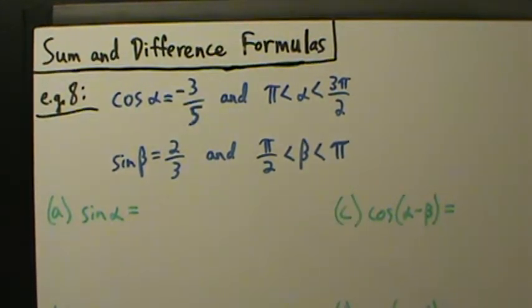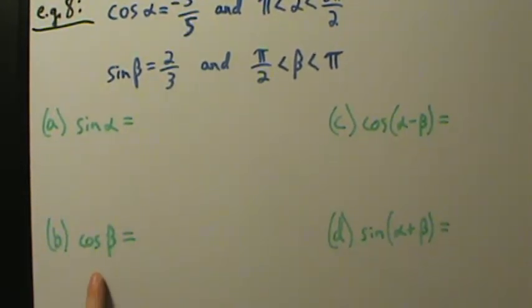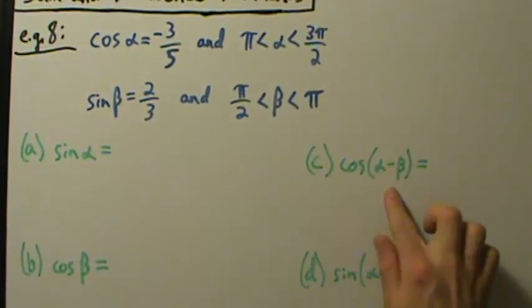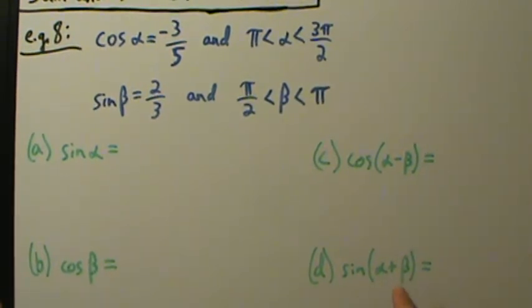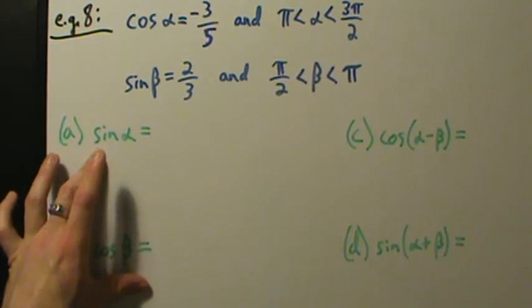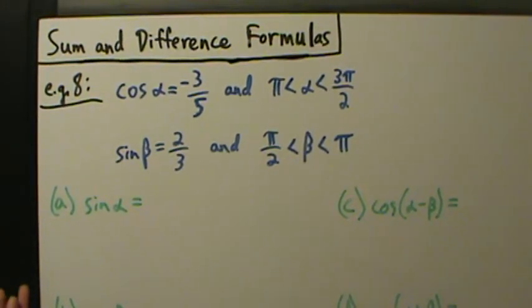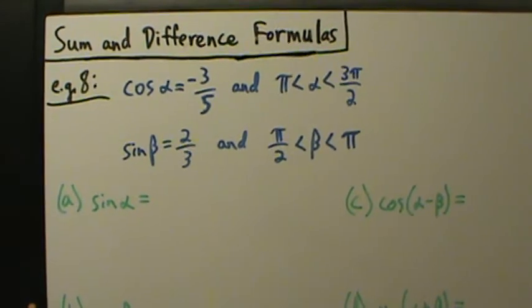Okay, and we want to use this given information to determine the sine of alpha, the cosine of beta, and then the cosine of alpha minus beta, and then the sine of alpha plus beta. So for parts A and B, we've done some stuff like that before. And what we're going to have to use here is reference triangles. So let's just go ahead and jump right in and do that.